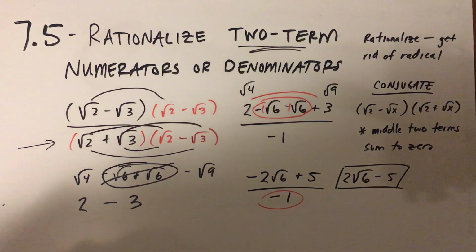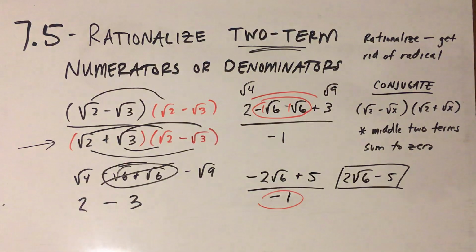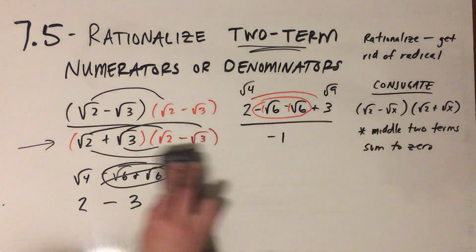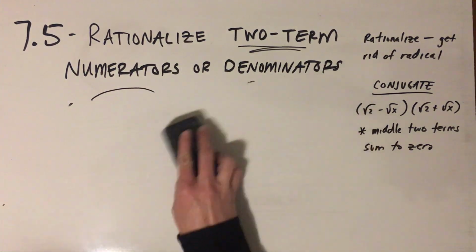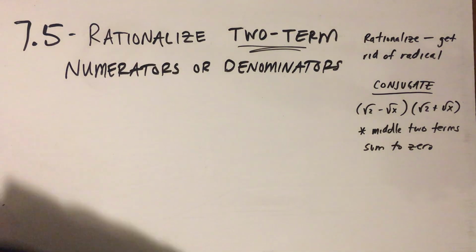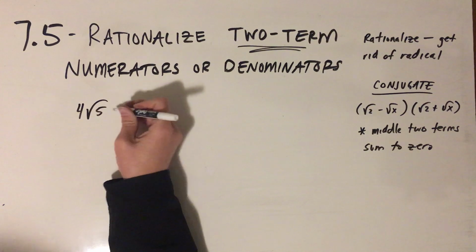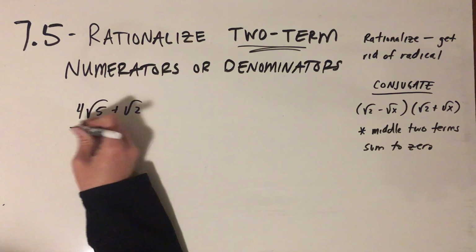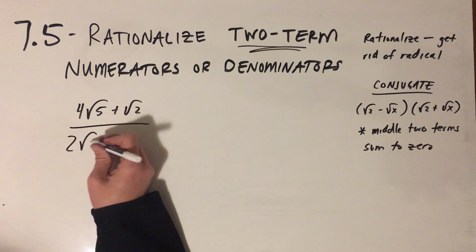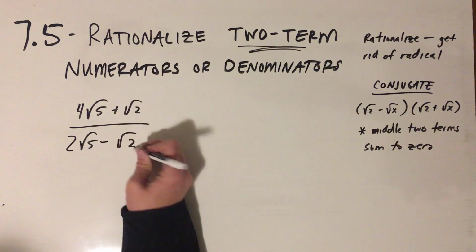Want to try another more difficult one here. Give yourself a minute to try to work through this. It'll be super good for you. Let's try 4 square roots of 5 plus the square root of 2 over 2 square roots of 5 minus the square root of 2.